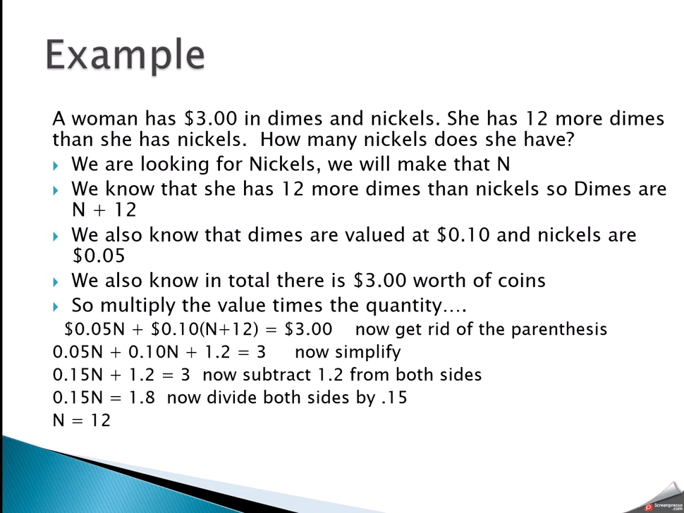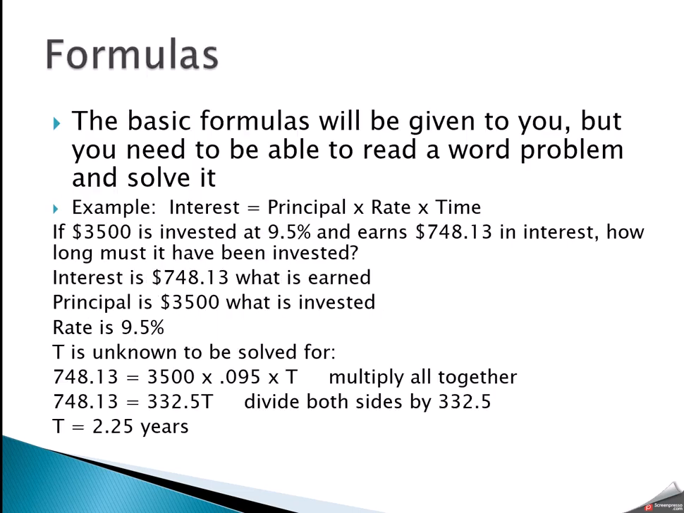We have the two n's, they're like terms, so we can add those together. So we've got 0.15n plus the 1.2 equals the 3. Now we subtract the 1.2 from both sides of the equation, so we have 0.15n equals 1.8. Divide both sides by 0.15, and we get n equals 12. Then we're going to ultimately build into filling in formulas.